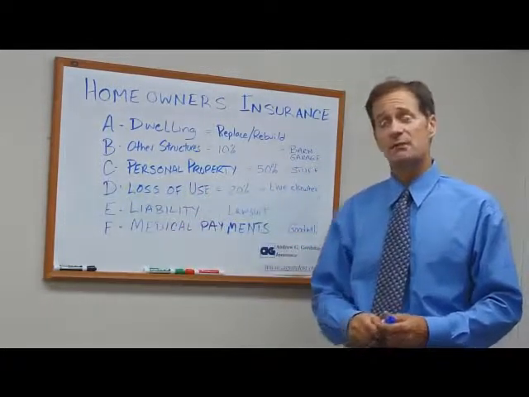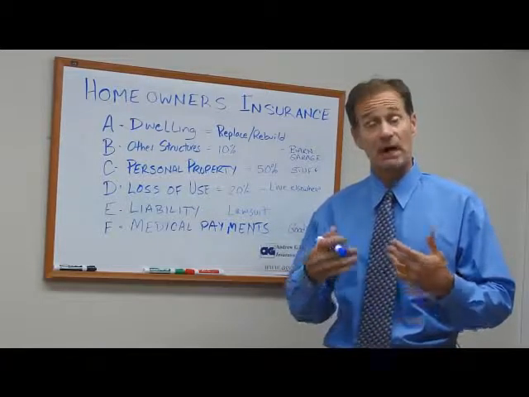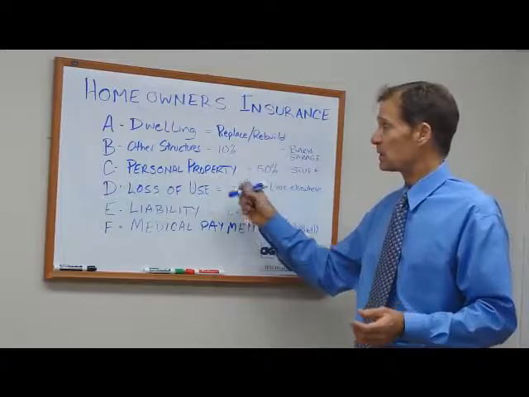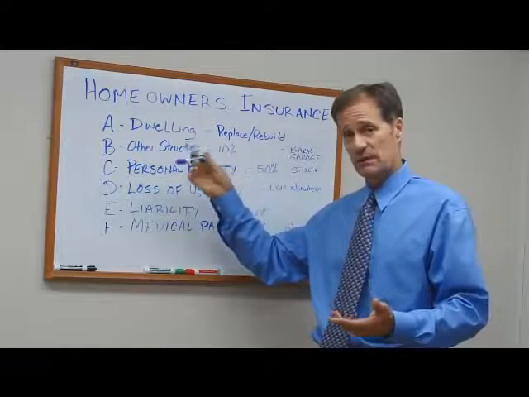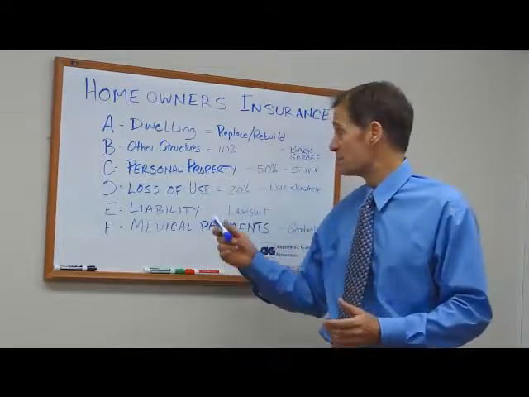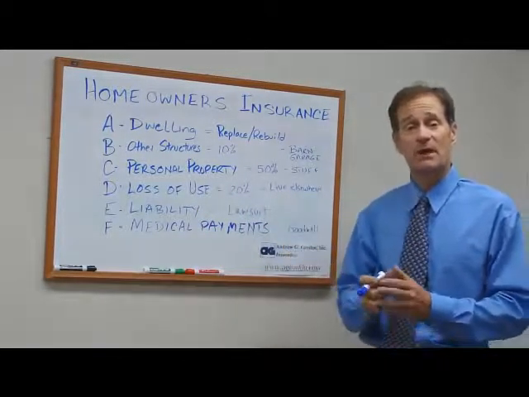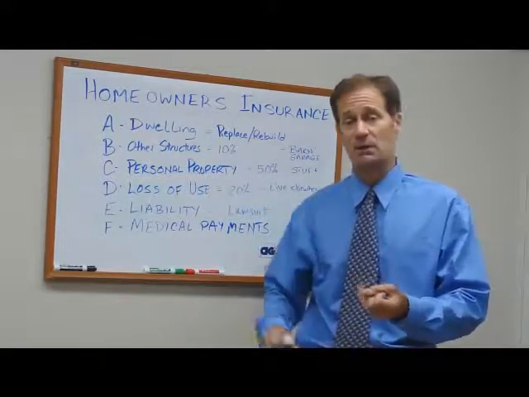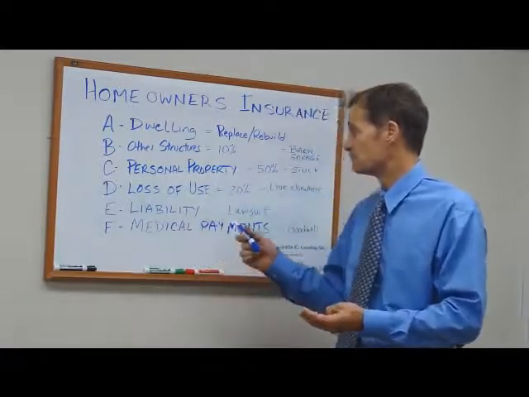Loss of use is if your house is made unusable, uninhabitable while it's being fixed. 20% typically of this amount, so again in the previous example, $400,000, 20% of $400,000 is $80,000. $80,000 would be available for you to live elsewhere so that you can send your laundry out, eat your meals out, and stay in a hotel if you need to.